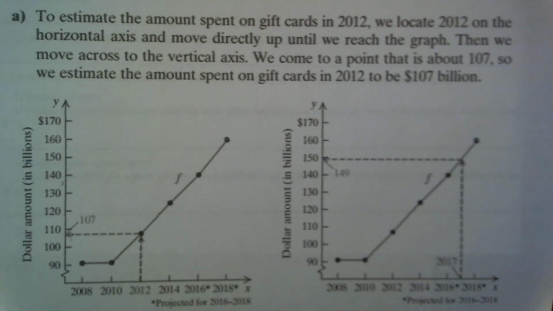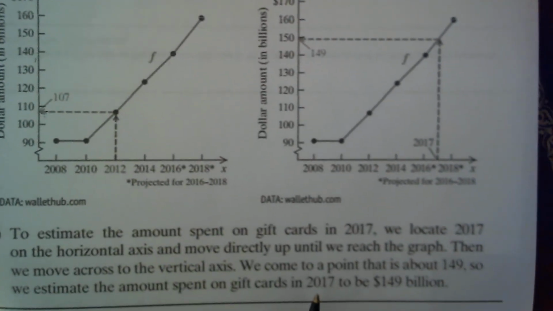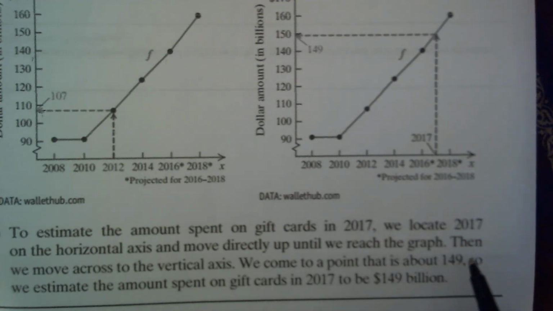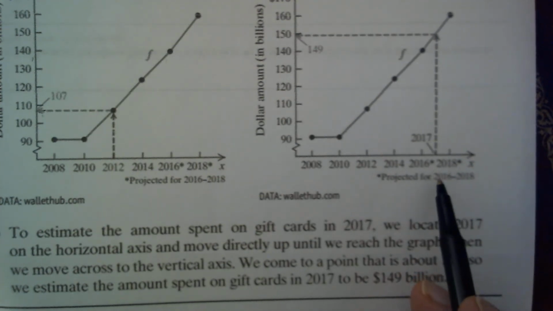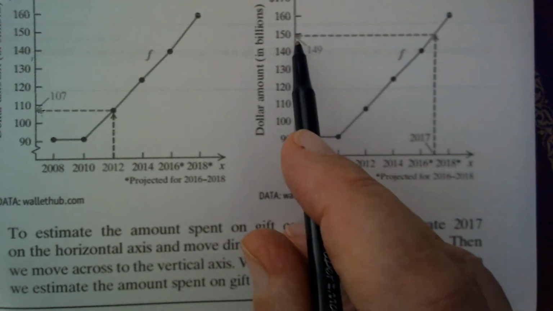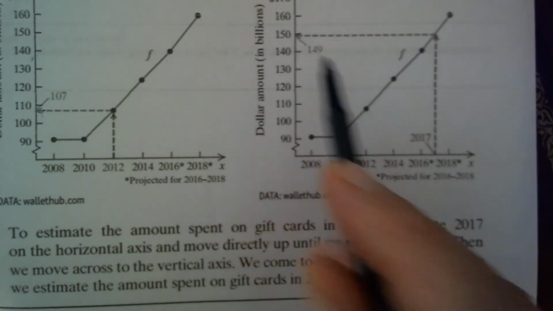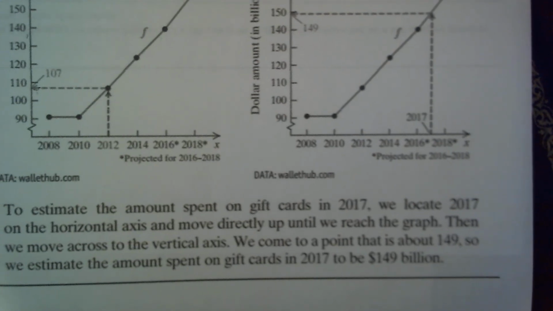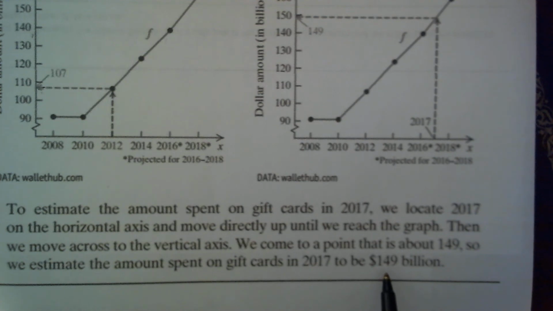In 2017, that's the B part. Again, on the horizontal axis, we locate 2017, and we draw a line across, and there we go to 150 billion. So we can estimate that the amount of money spent on gift cards in 2017 was about 149 billion rather.